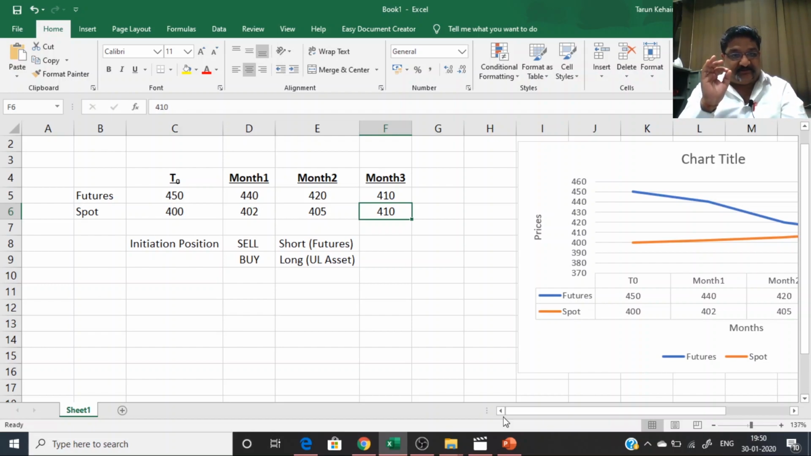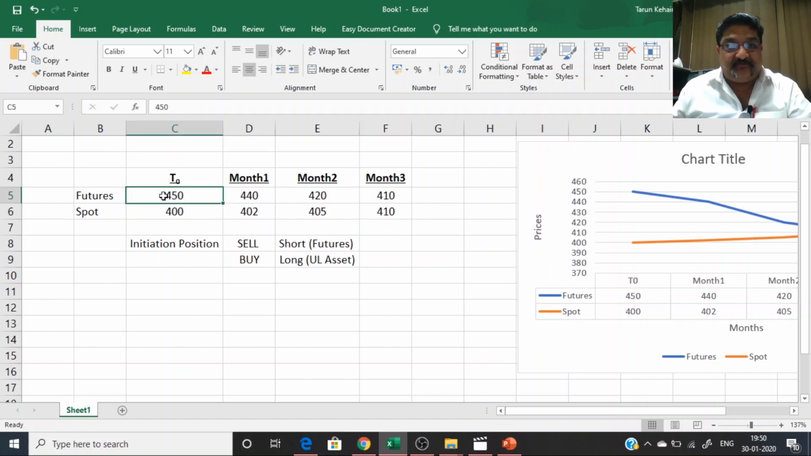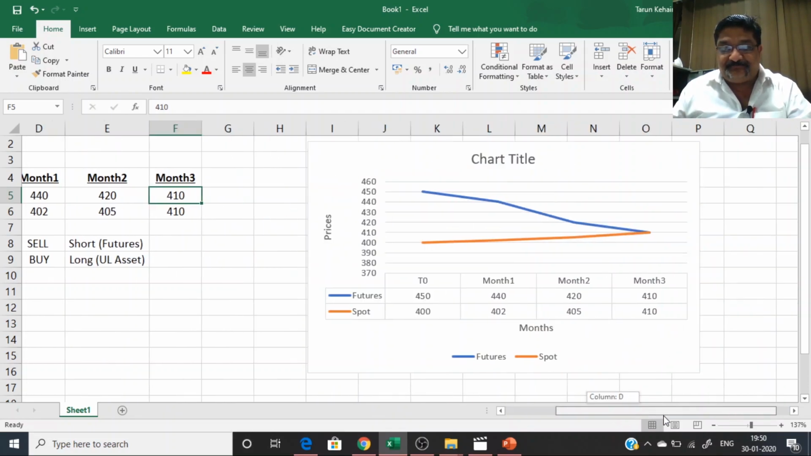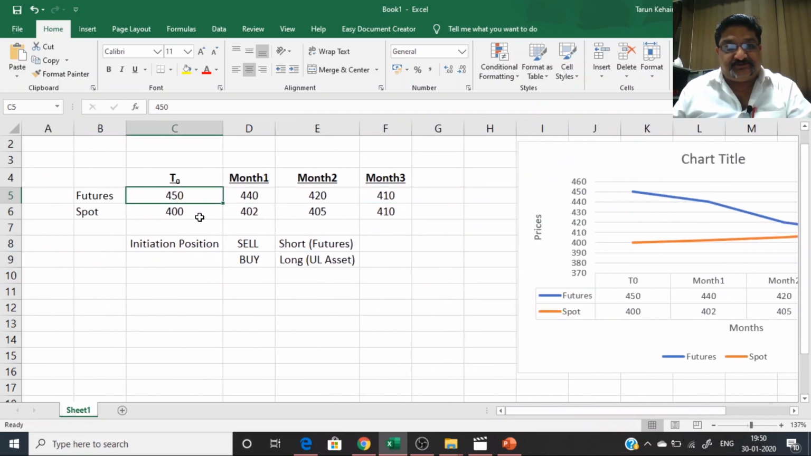Now, please note this down very, very carefully. Let's say we zoom directly to the third month after the trader has entered into the futures contract. Now please note these figures. His initial position was 450. He had sold the position at 450, and the futures price in the third month is 410.